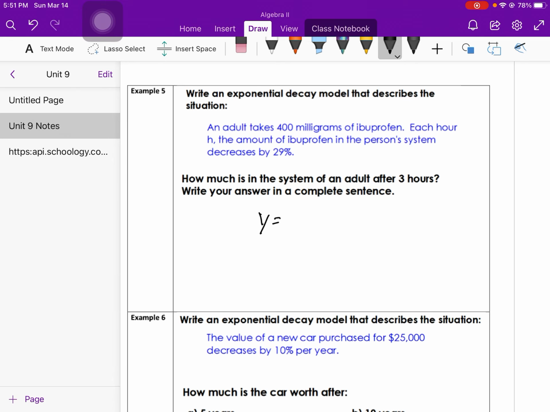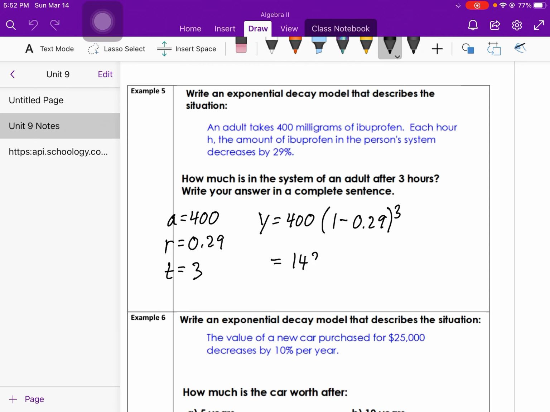Okay, so we are starting out with 400 milligrams, so that's our A value. R in this case is 29% or 0.29. And then T, now we're not talking about time in years for this. That wouldn't make sense. So we are going in hours. So that's going to be 3 hours. So then we get 400 times 1 minus 0.29 to the third power. And this equals, if you type that in your calculator, approximately 143 milligrams.